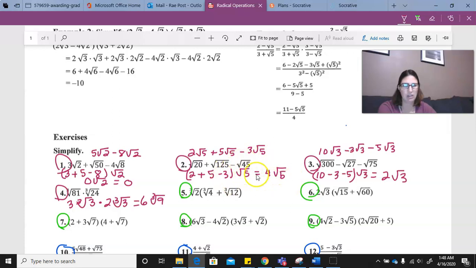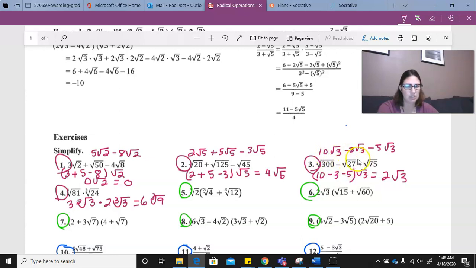You just write that radicand one time, just as if you had 2x plus 5x minus 3x. You would have written 4x. Number 3, you should have been able to simplify the square root of 300 pretty quickly because you know that 300 is the same as 3 times 100, and the square root of 100 is 10. So it would be 10 times the square root of 3.